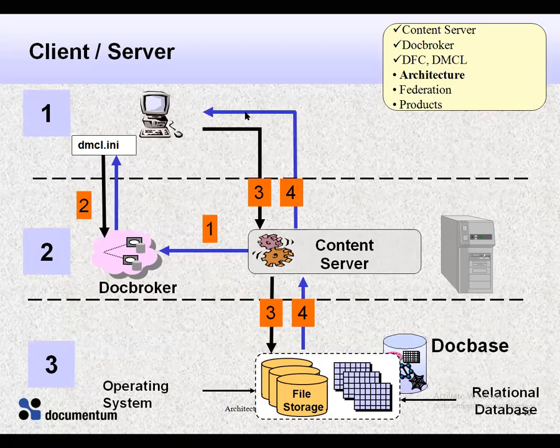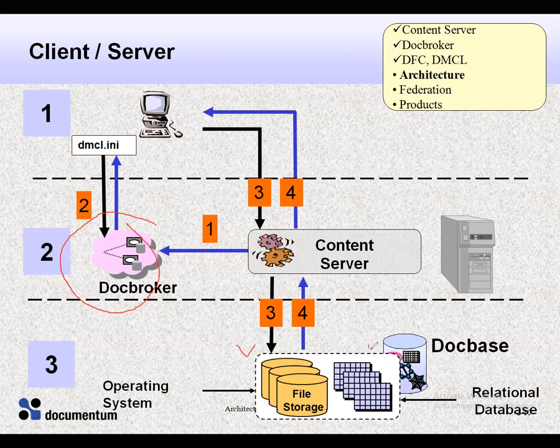This is how the client and server, and everything, interact with each other. Here we have a content server, here we have a docbroker, here we have a database, and a file storage. So initially, how does the interaction happen?